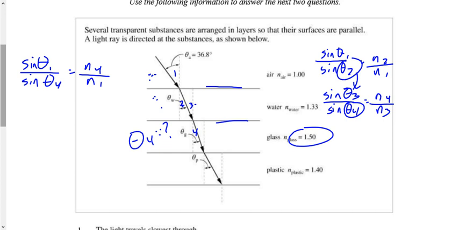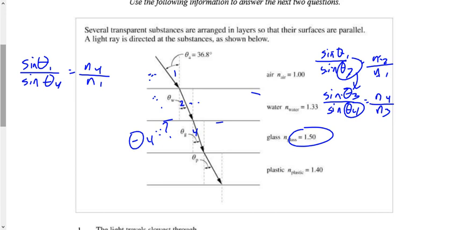Absolutely it is. Now, that only works if these lines are parallel to each other, because it only works if theta 2 is the same as theta 3 here. Does that make sense? If the boundaries are not parallel to each other, that wouldn't work. But because they are, sine theta 1 over sine theta 4 is equal to n4 over n1. Does that make sense, guys? Like this to this is the same as this to this. Well, remember that sine theta 2 and n2 are the same as sine theta 3 and n3. So we can just say sine theta 1 over sine theta 4 is equal to n4 over n1, and it works just fine.